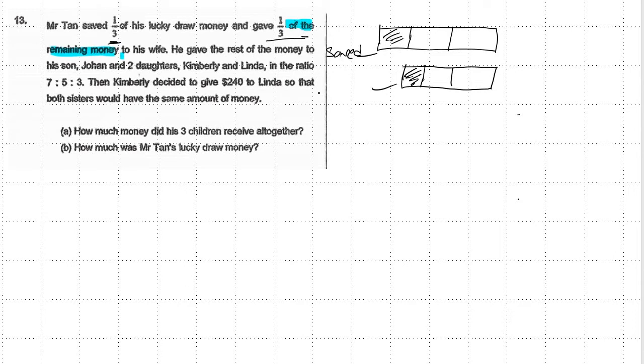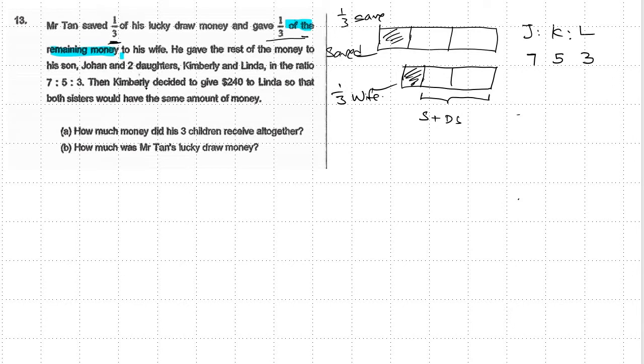To his wife, 1/3. Here is also 1/3, right? Here is save, and here is wife. Cool, right? And then he gave the rest to his son and daughters in the ratio of Johan, Kimberly and Linda. So the ratio is 7, 5, 3.